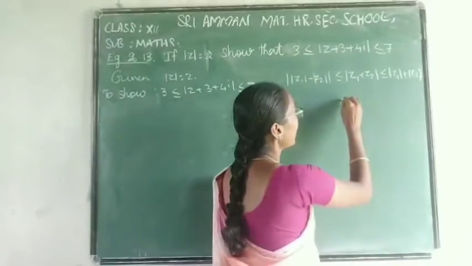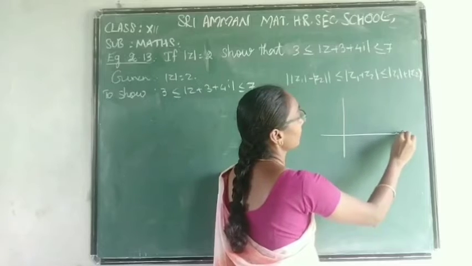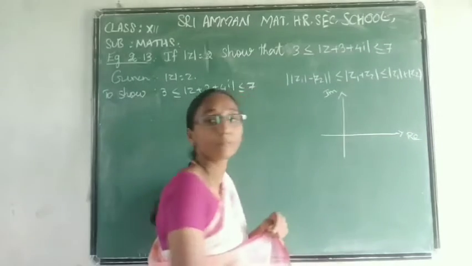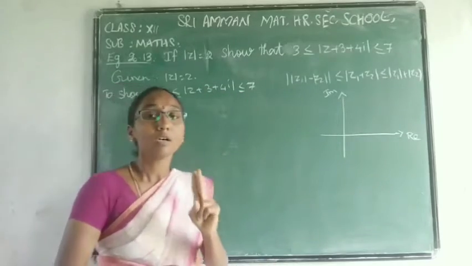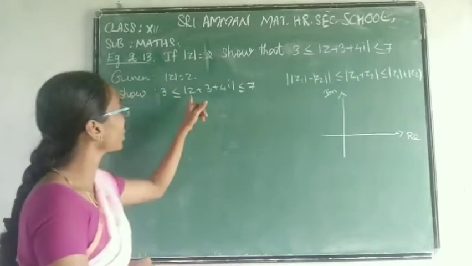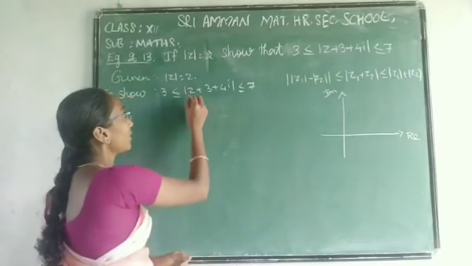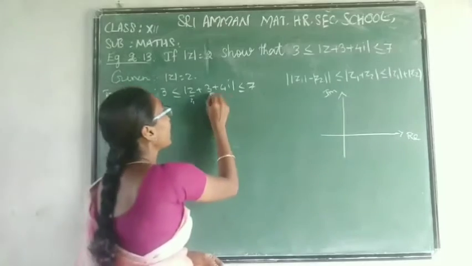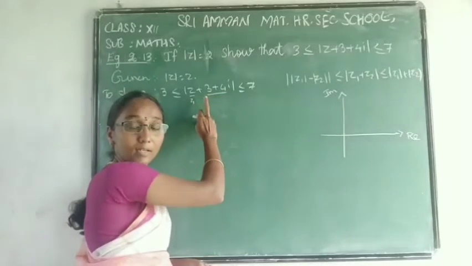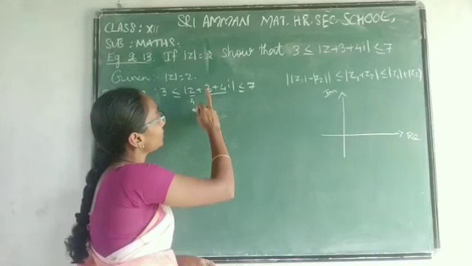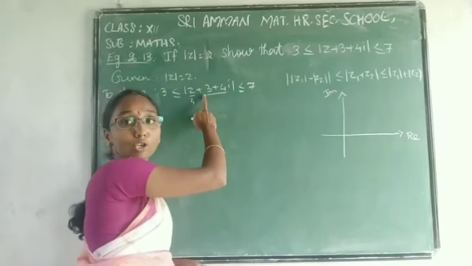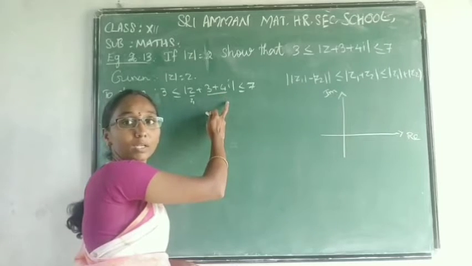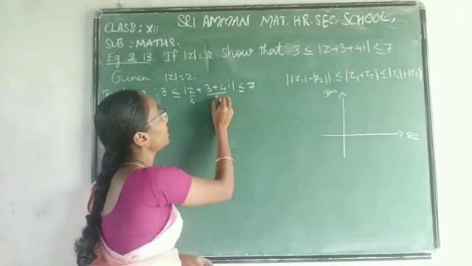Listen carefully. This is the real axis. This is the imaginary axis. Here two complex numbers are given. The first complex number is z. You consider this as z1. This one is another complex number, in the rectangular form of the complex number. What is this rectangular form? 3 plus 4i. Here consider this z2.